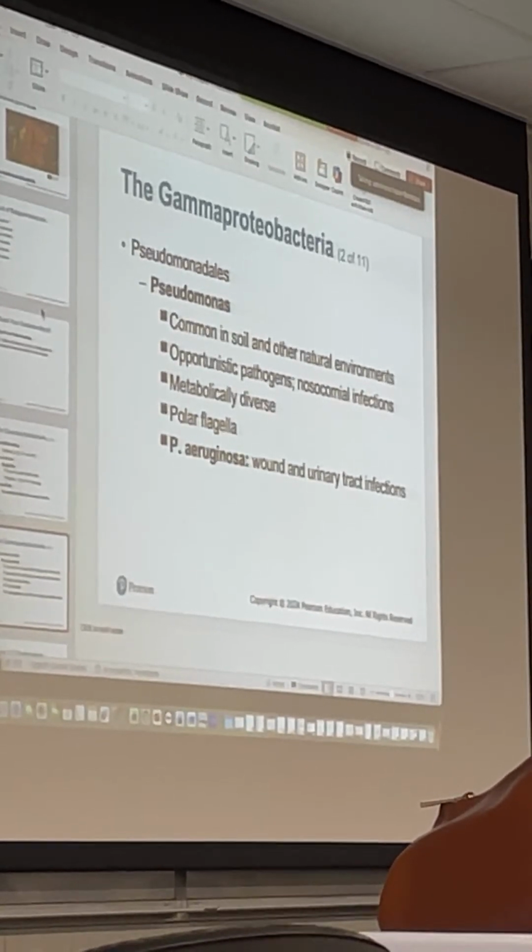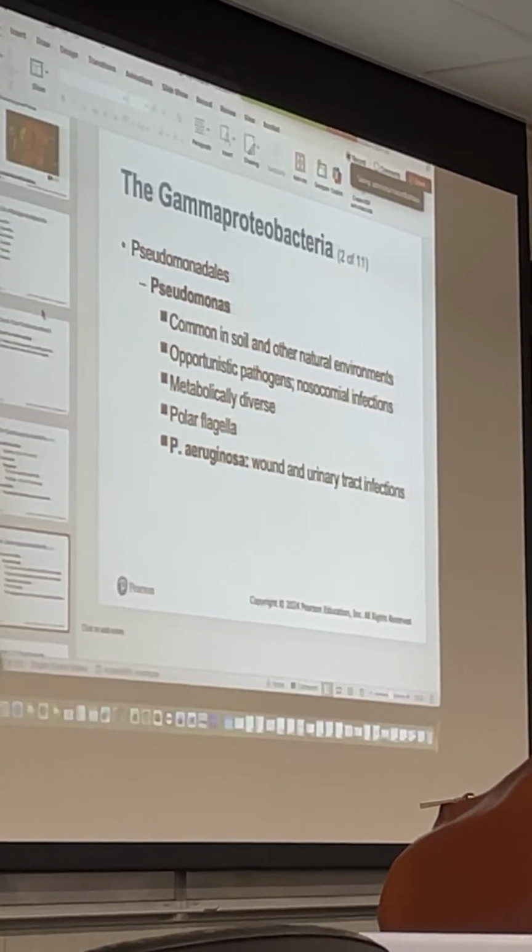All right. Now, this is kind of an aside, but they actually can fluoresce. There's one that I've worked with before called Pseudomonas fluorescens. It fluoresces yellow. If you're working with Pseudomonas aeruginosa, you're going to know it because it fluoresces blue-green, which is pretty.